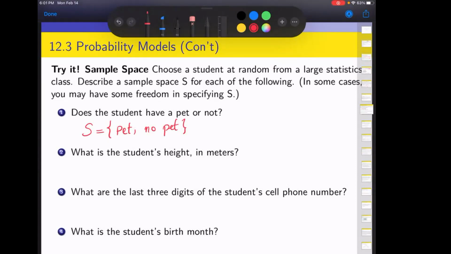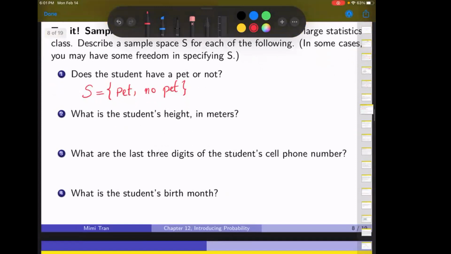What is the student height in meters? Just make up some number, say from one. It could be before one, but I wouldn't include zero yet. Even when you were born, you were longer than 0 meters. So I'm just gonna start at one. 1 meter, I'm 1.56 meters. So one would be very short. 1.1, 1.2, 1.235, even 1.356.